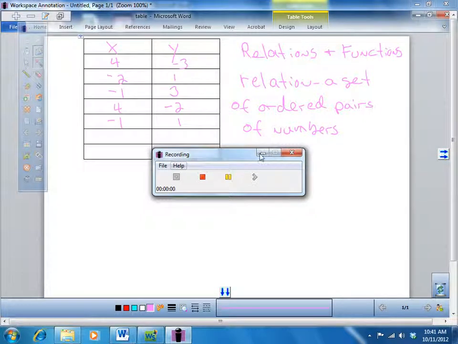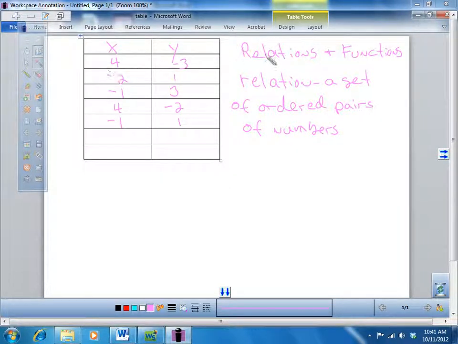All right, so this topic's got relations and functions. A relation is a set of ordered pairs of numbers, x, then y. So 4 goes with negative 3, negative 2 goes with 1. And you kind of know if we want to graph 4, negative 3, I go over 4 and down 3, and I put the point right there.